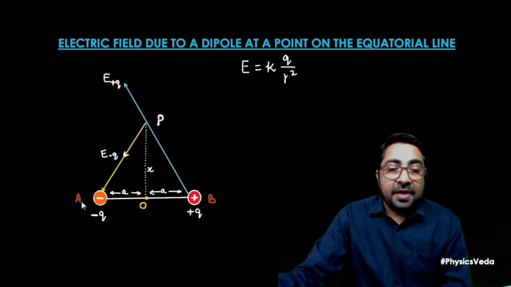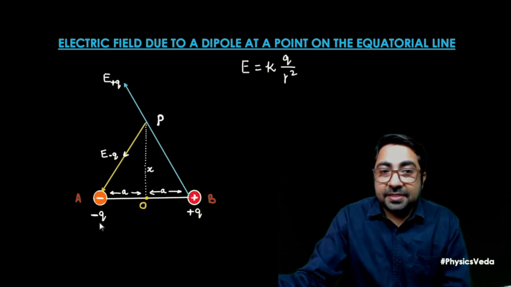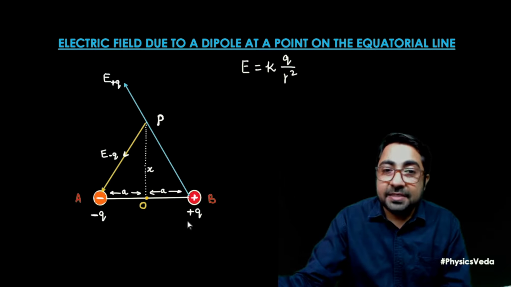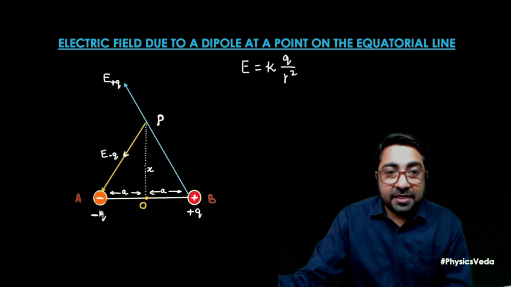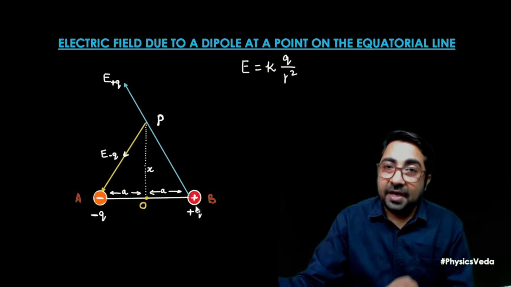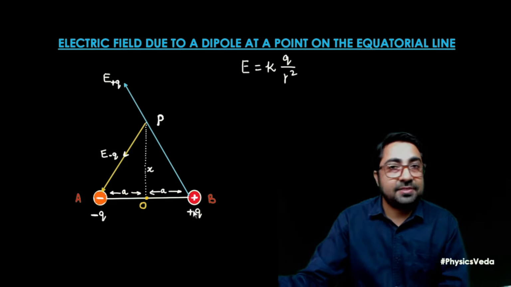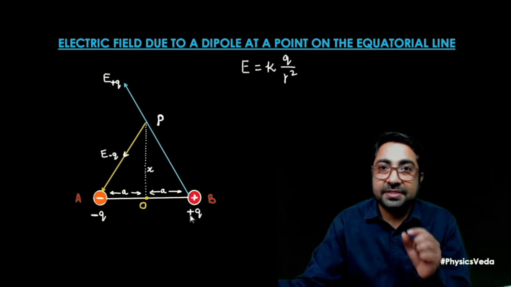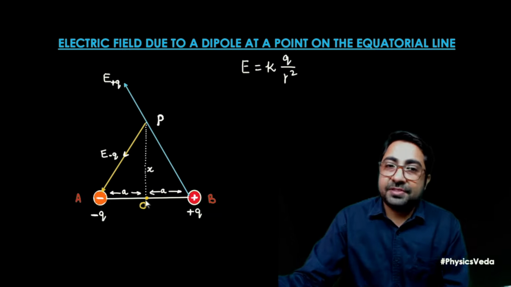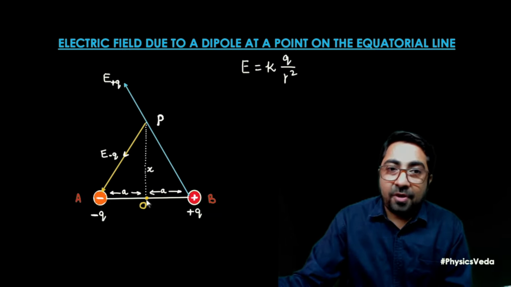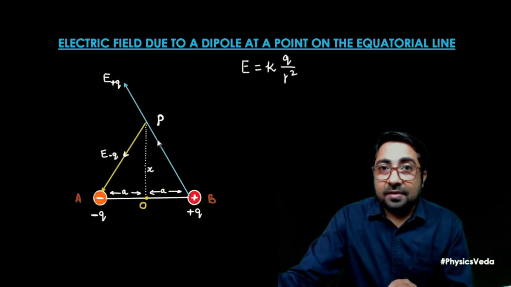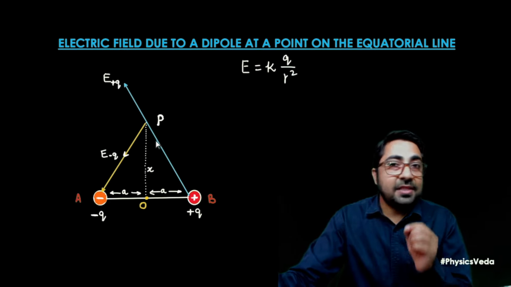In this diagram, at point A there is a negative charge, negative Q, and at point B there is a positive Q charge. These two charges, having equal and opposite magnitude, are separated by a small distance, that small distance is 2a. So this system is known as an electrical dipole system. O is the center of this dipole. From this point O, we have to calculate the electric field intensity at point P, and this point P is situated on the equatorial line.